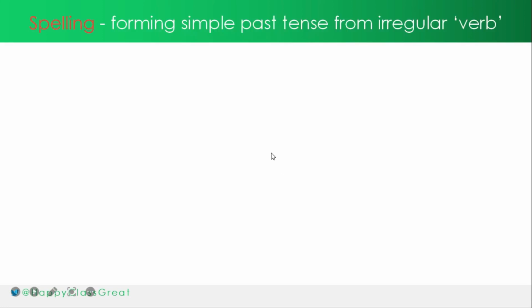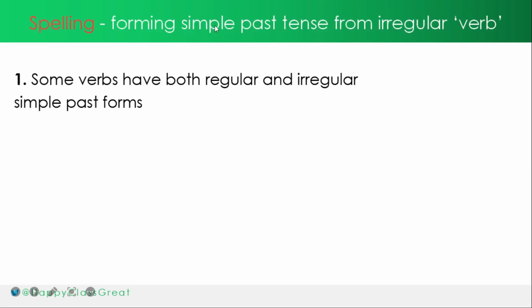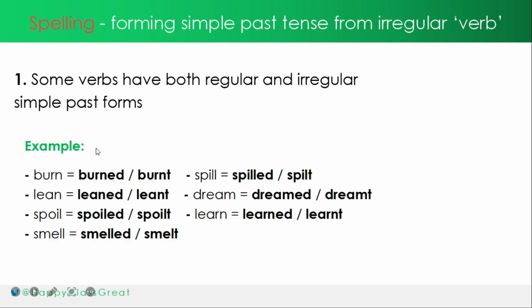So the second thing to understand is, when you are changing to the past simple form of irregular verbs, you understand, the first thing is that some verbs have both regular and irregular simple past forms. Now this is what I mean.